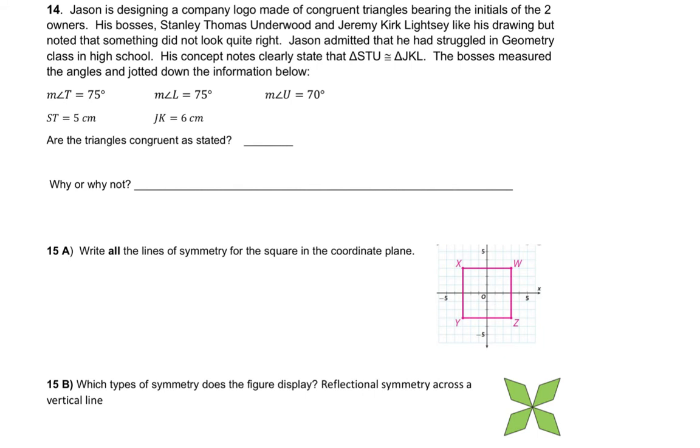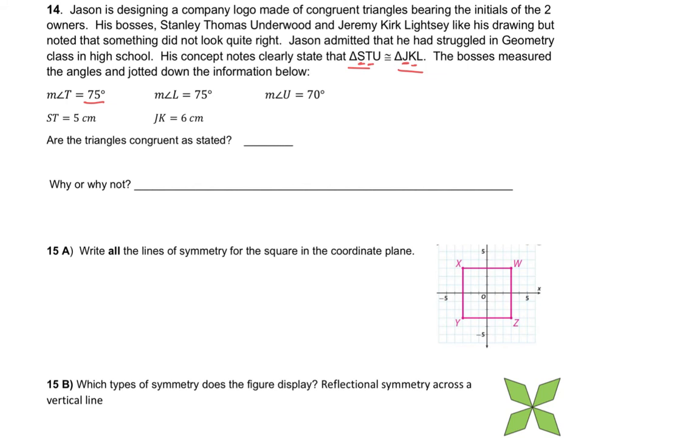Jason admitted that he had struggled in geometry class, just like my friend Jaden Ramirez. His concept notes clearly state that STU should be congruent to JKL. The bosses measured the angles and jotted down the information below. Are the triangles congruent as stated? If they are, then angle S should match angle J. Does angle S match angle J? I don't know. Not enough information there. All right, what else? T should match K. Does angle T match angle K?